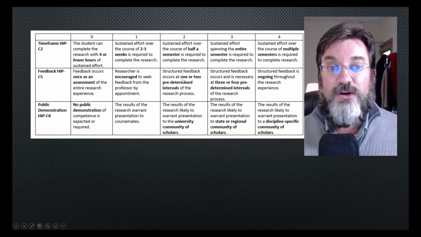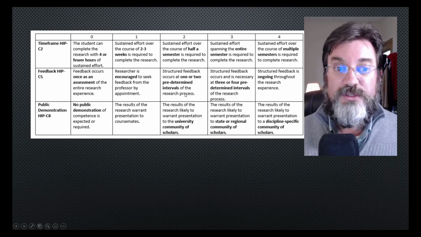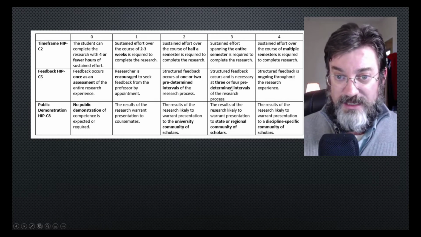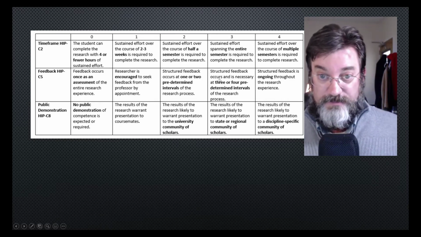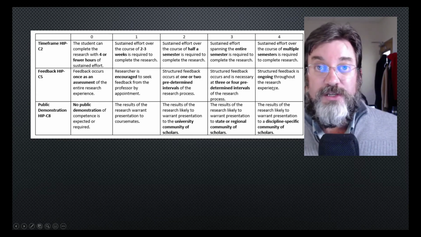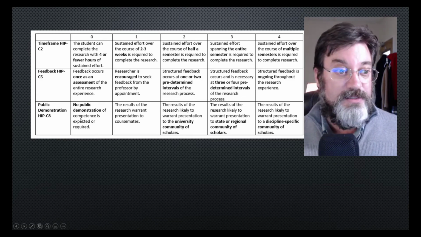Structured feedback occurs at 1 or 2 predetermined intervals in the research process. That's 2 points. Structured feedback occurs and is necessary at 3 or 4 predetermined intervals. Level 3, structured feedback is ongoing throughout the research experience. Okay, that's the hippest level.